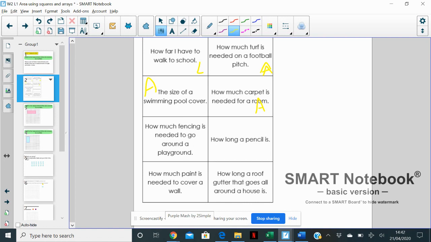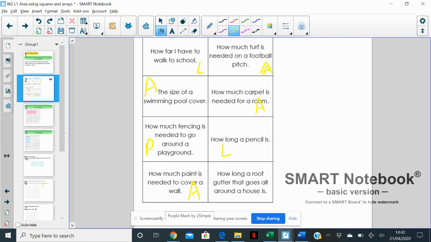How much fencing is needed to go around a playground? Now, that word around is the clue there. I'm looking for the fencing going all the way around the outside of the playground. So that will be a perimeter. How long a pencil is? That's one length. How much paint is needed to cover a wall? So I'm looking at covering the whole surface of the wall there. So I know that's going to be thinking about area.